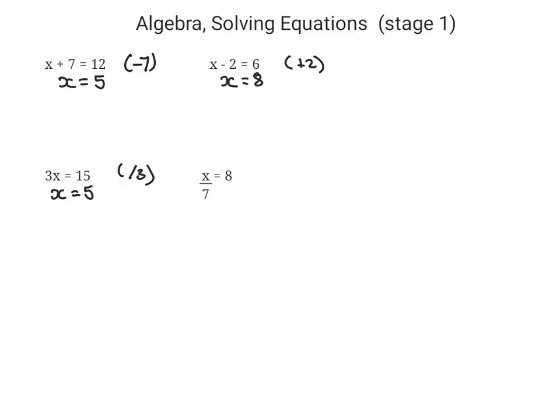And finally, on our last one, we're going to cancel out that dividing by 7 by multiplying by 7 on both sides, and that's going to leave us with just an x on the left hand side and 56 on the right hand side.